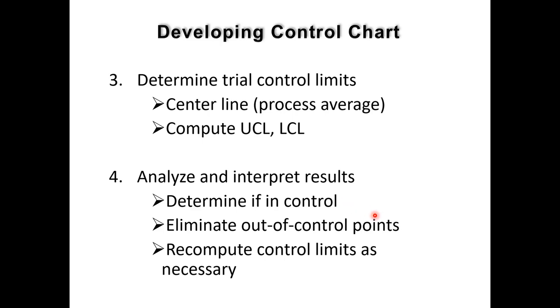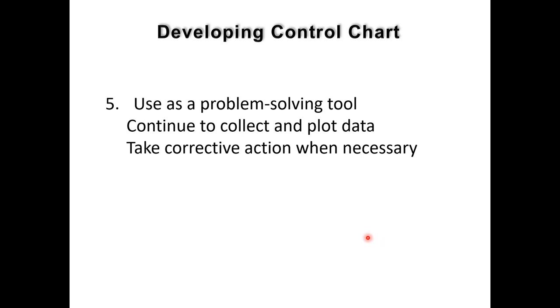In the situation where you find there are points which are actually out of control, then you will do some elimination, and then you recompute. Okay, this will be further explained under the two stages or two phases of control chart. And you use it as a problem solving tool. You continue to collect data and plot the data on the control chart, and you take corrective action if necessary. Whenever you find a point which is out of control, exactly when it occurs, you will start to rectify the problem.